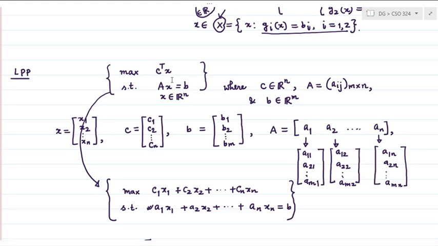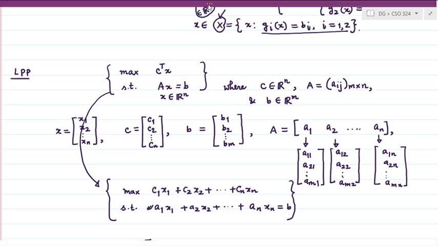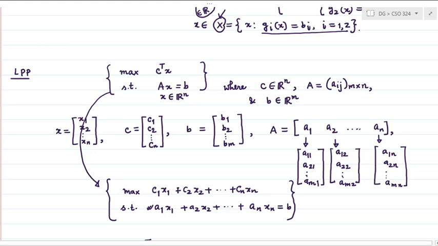Here I have mentioned only one particular linear programming problem. However, the general form of a linear programming problem is of this type. The general form can involve, instead of Ax equal to b, generally Ax less than or equal to b. You may have some more constraints here.